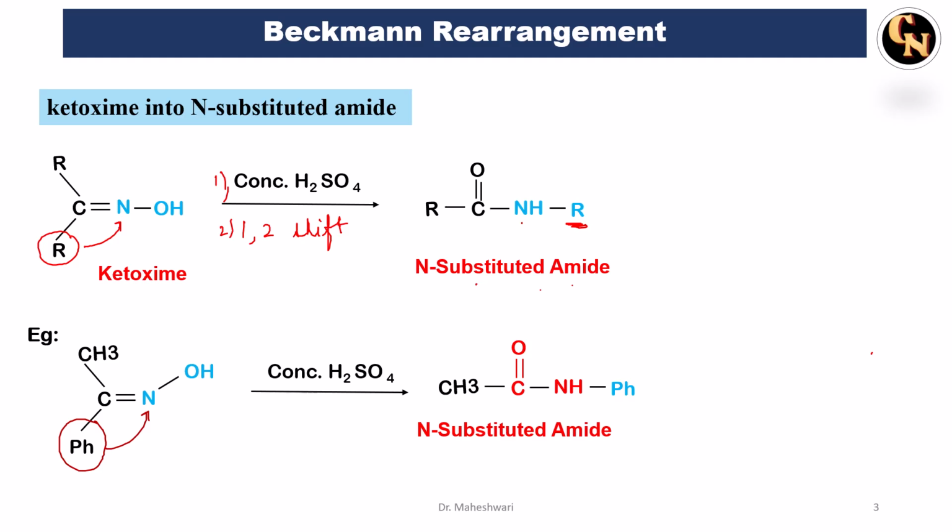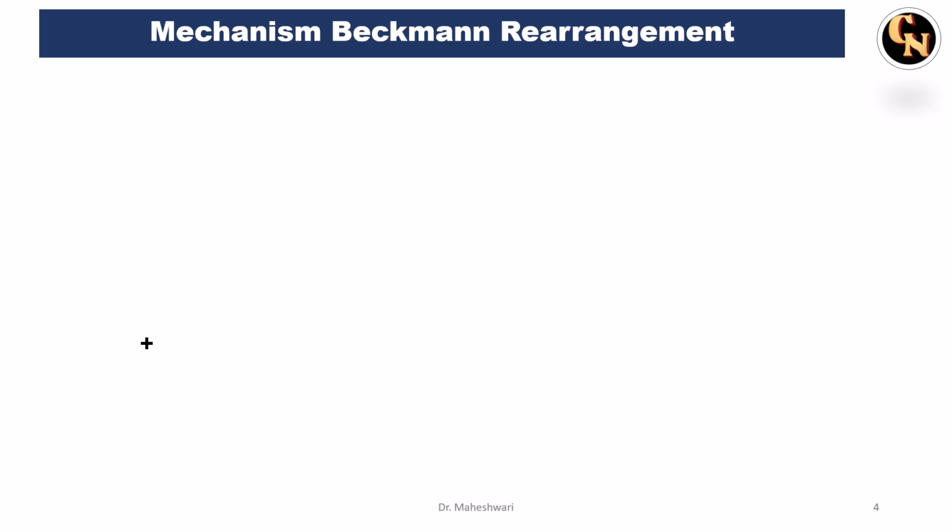Now you may wonder, when Ph shifts here, what happens? How does OH get converted into an O on carbon? So let us see the mechanism of how the amide is formed. Here I have shown that a group anti to OH will migrate, and either a syn or anti isomer will be formed. So let us see the mechanism of Beckmann rearrangement.